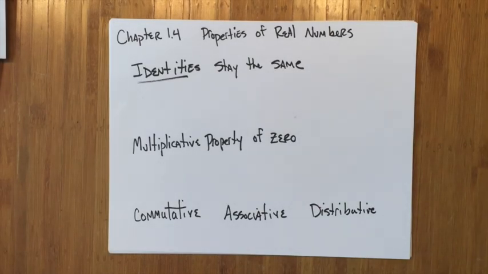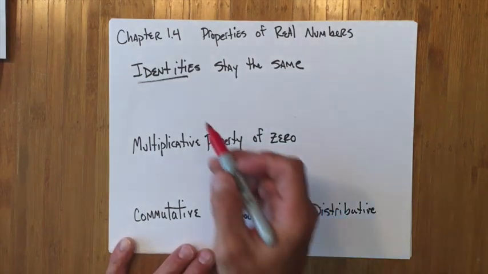Here we are again. Today we're going to work on Chapter 1-4, Properties of Real Numbers. You're going to learn about identities, the multiplicative property of 0, and just a little bit about the commutative, the associative, and the distributive properties. So here we go. This next section in this chapter is Section 4, Properties of Real Numbers.